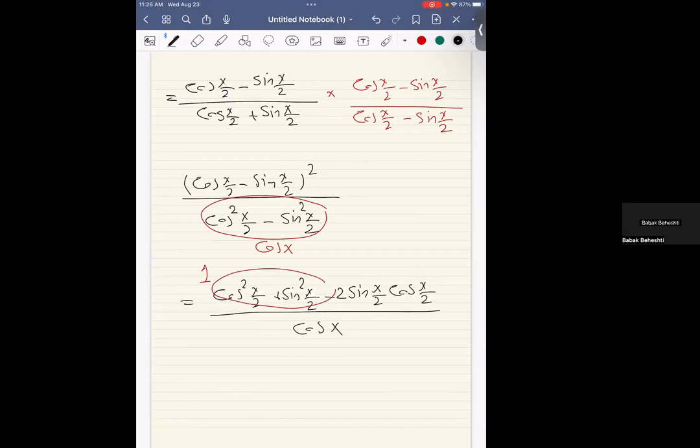Therefore, you have, and 2 times sine x half cos x half is what? Can you tell me what is 2 times sine x half times cosine x half? Sine of x. Therefore, you get 1 minus sine x over cos x. Perfect. This is nothing but secant x minus tangent x, because secant is 1 over cos, tangent is sine over cos.